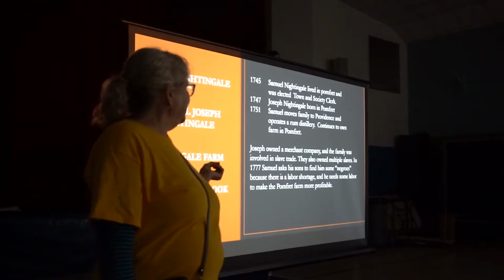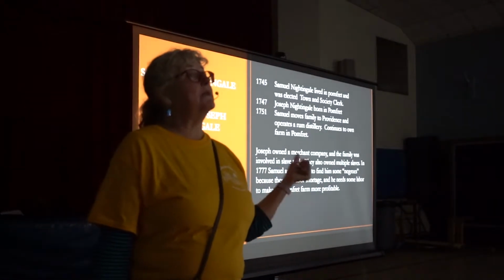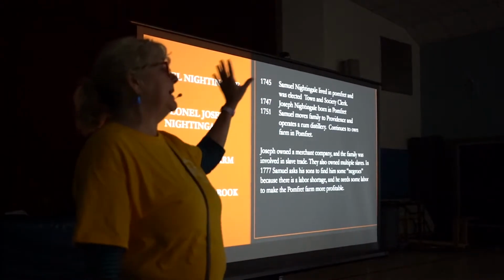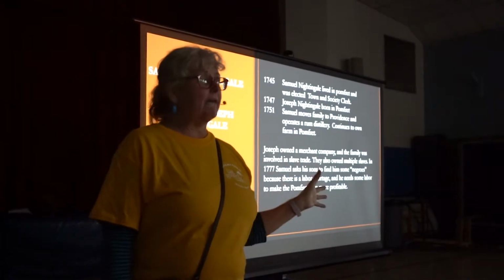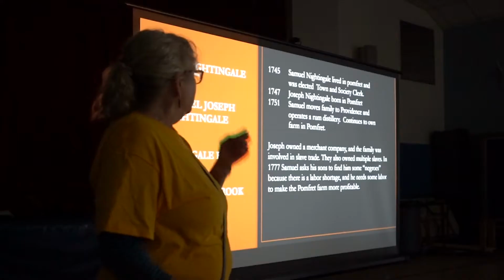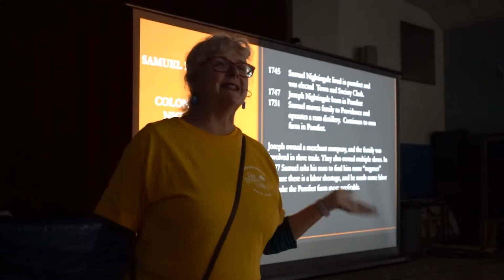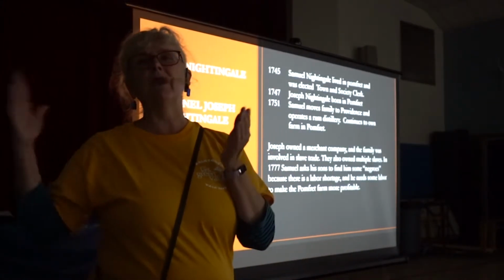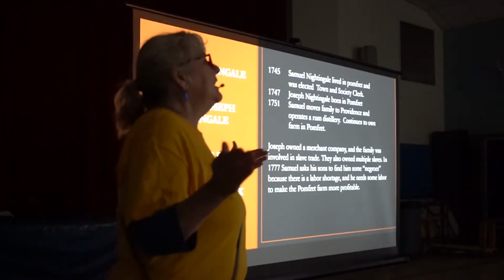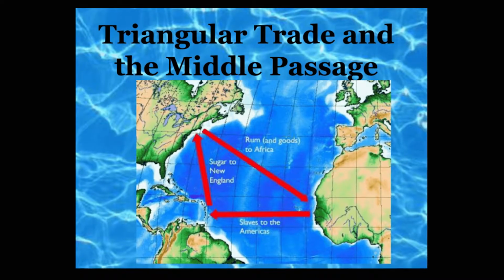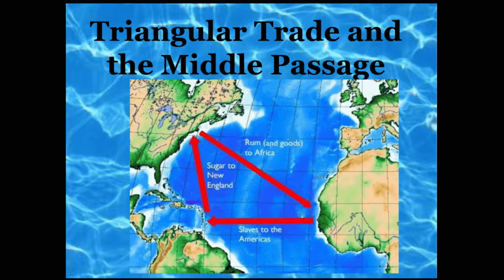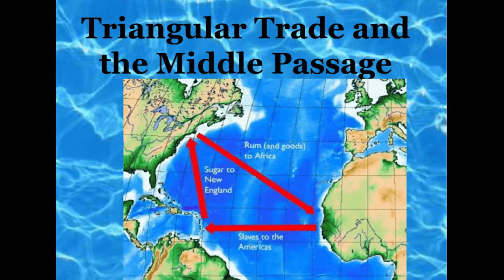His son Joseph Nightingale was born in Pomfret, later becomes very wealthy, built a big mansion on Benefit Street in Providence. He became a merchant, and the merchant's ship business was very tied in with trafficking slaves. Samuel moves his family to Providence in 1751 and opens up a distillery, a rum distillery. Whenever you see rum distilleries, you know that there is enslavement involved, because it's part of that transatlantic slave trade in New England, and especially in Rhode Island.